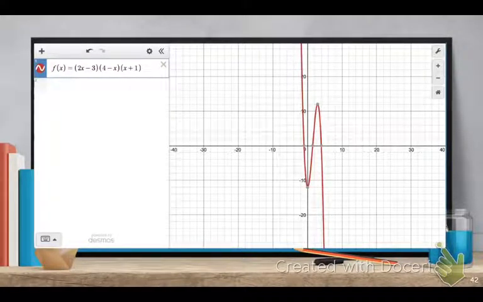So here they've given us a function and asked us to graph it. So I graphed it in Desmos. And they want to know what the end behaviors are using limits.